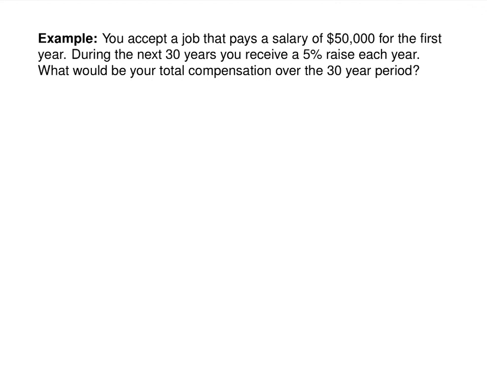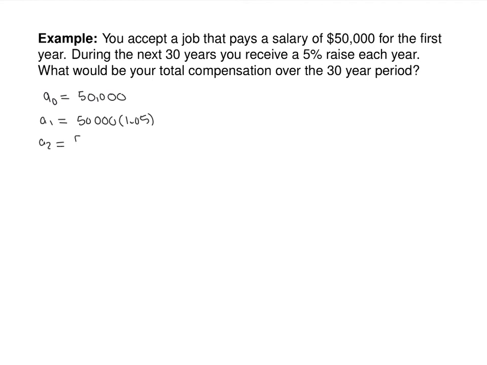And our final example is a real-life example. Suppose you take a job that pays a salary of $50,000 for the first year, and during the next 30 years you receive a 5% raise each year. What is going to be your total compensation over the 30-year period? Okay, so year 0, the amount you get for your first year, is $50,000. The amount for your second year is 50,000 times 1.05. You get your salary plus that 5% raise, and whatever number that is, I don't care.